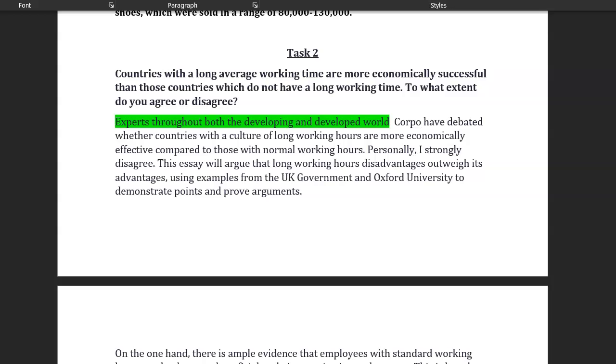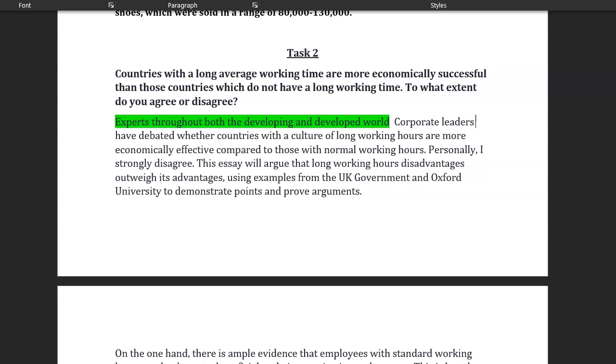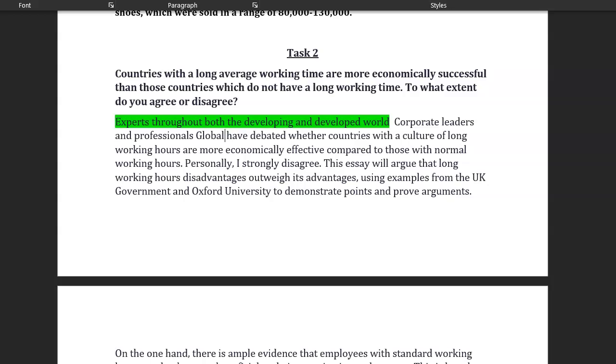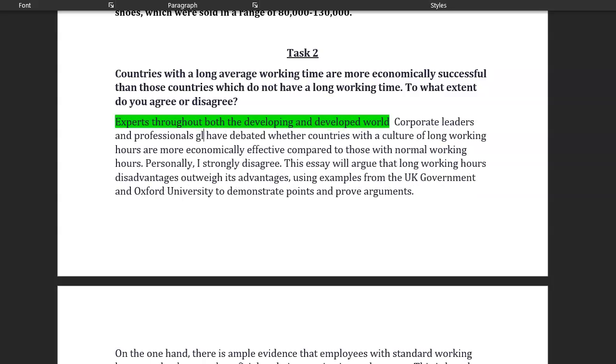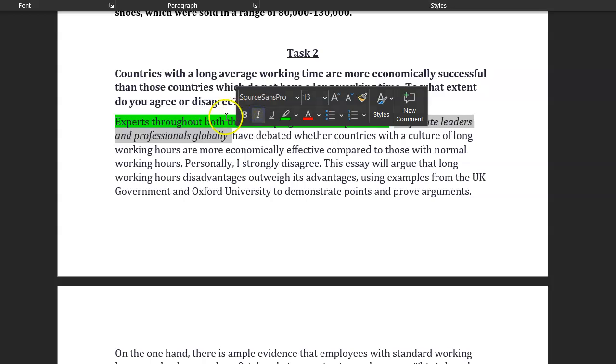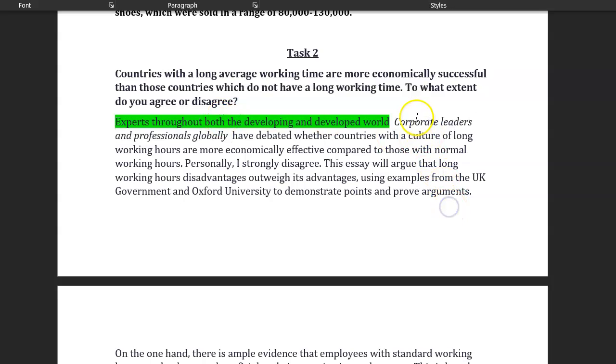So corporate leaders and professionals have debated. So for me, and you could have global if you want. For me, this is more like band 7 because you're giving me more vocabulary. Okay, I've got the same idea as before, but I'm getting more vocabulary in here. I'm saying corporate leaders, so this is businessmen would talk about this, and professionals have debated whether countries with a culture of long working hours are more economically effective compared to those with normal.